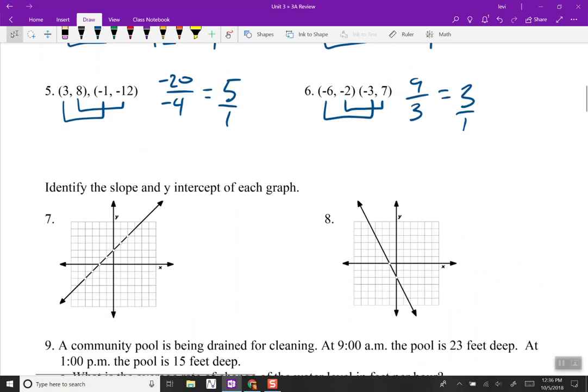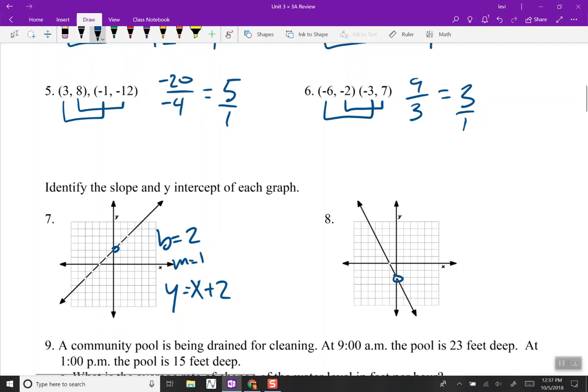Identify the slope and y-intercept of each graph. So our y-intercept is 2. Our slope looks like we're going up 1 over 1. So that's y equals 1x. We don't need the 1, plus 2.